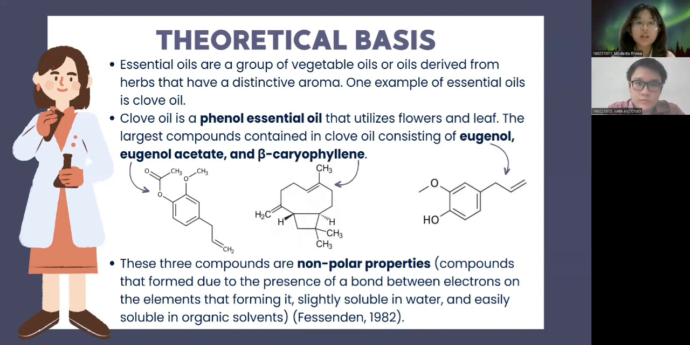First, essential oils are a group of vegetable oils or oils derived from herbs that have a distinctive aroma. One example of essential oils is clove oil. Clove oil is a phenol essential oil that utilizes flowers and leaves. The largest components contained in clove oil consist of eugenol, eugenol acetate, and beta-caryophyllene. These three compounds are non-polar, due to the presence of a bond between electrons on the elements that form them, slightly soluble in water and easily soluble in organic solvents.